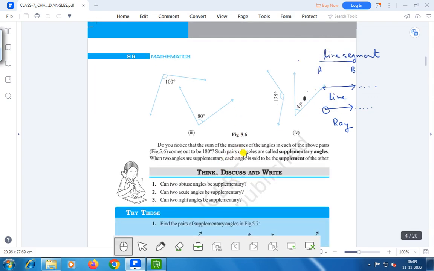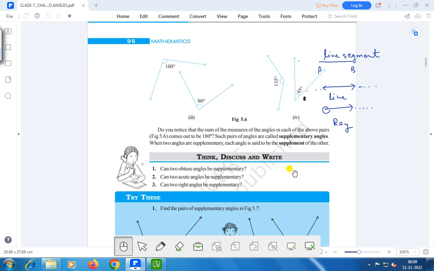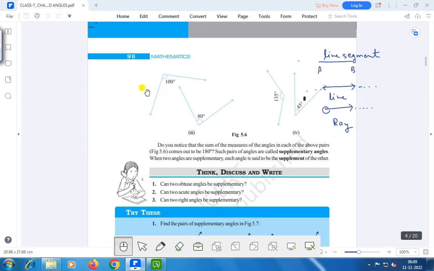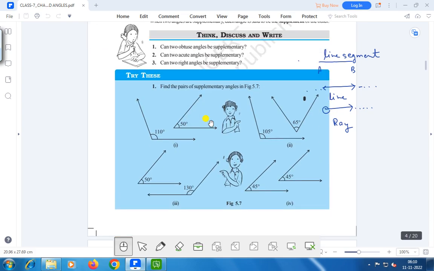You notice that the sum of the measures of the angles in each of the above pairs comes out to be 180 degrees. Such pairs of angles are called supplementary angles. When two angles are supplementary, each angle is said to be the supplement of the other, right? That means 100 degrees is the supplement of 80 degrees and 80 degrees is the supplement of the angle 100 degrees. Here also 135 degrees is the supplement of angle 45 degrees and 45 degrees is the supplement of angle 135 degrees, right?